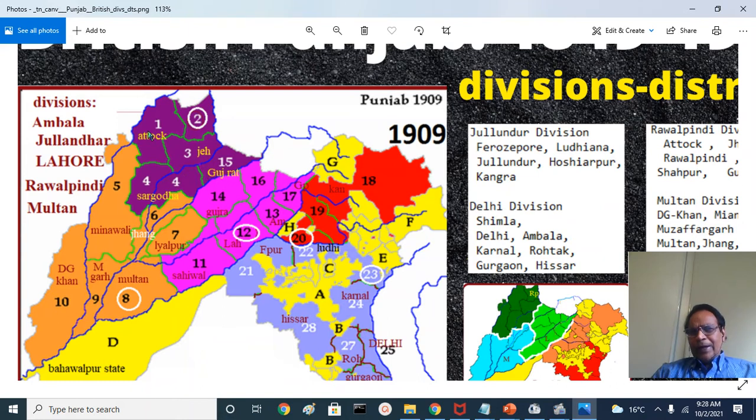Rawalpindi division has Attock district, Rawalpindi district, and Jhelum district. This is the river Jhelum that flows through the Jhelum district, and Sargodha district. Sargodha district is number 4 here. Sometimes it is also called by various names, Shapur district or Sargodha district. Sargodha is a town there, and this is essentially the Potwar region. There are mountains, the Salt Range mountains, here. That's the northern side of the river Jhelum.